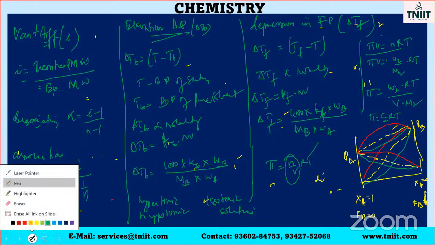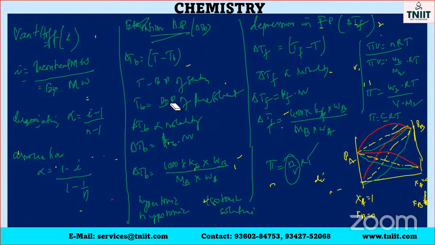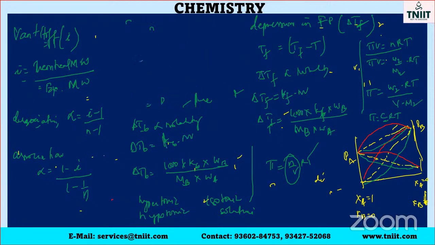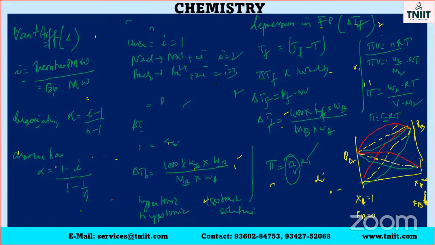The number of particles can be calculated by knowing the dissociation pattern. For example, urea will not dissociate in water, therefore i is equal to 1. NaCl will dissociate in water to form Na plus and Cl minus, so i is 2. If you take barium chloride, you get a barium ion and 2 Cl minus ions, therefore the Van't Hoff factor will be 3. So the number of ions will give you the Van't Hoff factor.